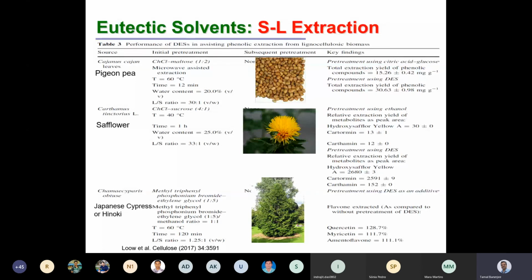A 2 times improvement here in the pigeon pea in the extraction of phenolic compounds. In the safflower, we have a big improvement of this metabolite: 100 times in the hydroxysafflor yellow A, 10 times in carthamin, 20 times in cartormin. So you have some good results here.